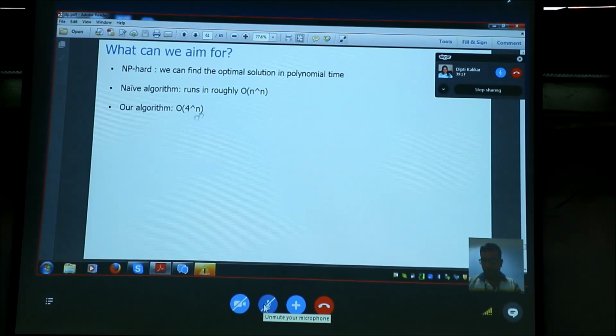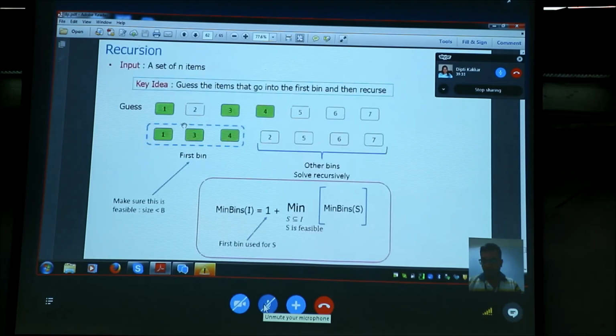The reason I picked this was to show that dynamic programming can be applied to NP-hard problems, and also we are going to see a somewhat more complex structure in its recurrence relation. So I wanted to show that too as the final thing. Okay, so what are we going to do? The idea is simple. We are going to guess what goes into the first bin, and then we will recurse.